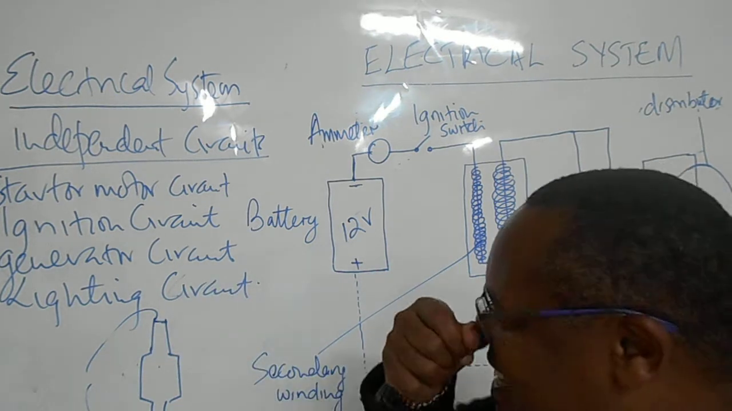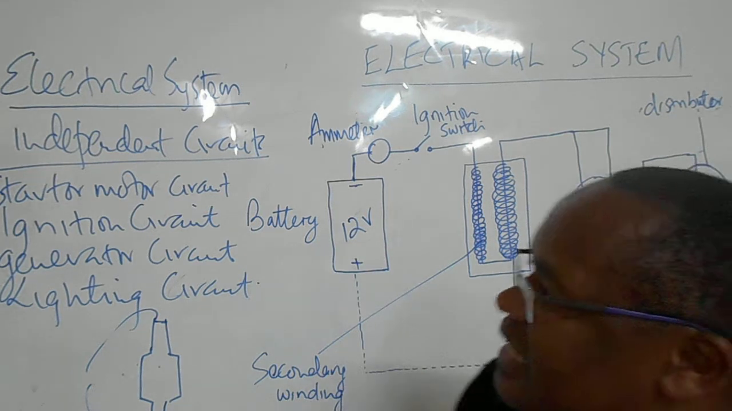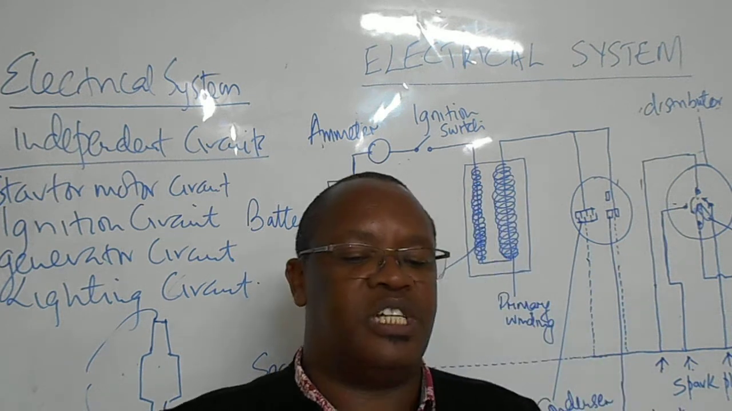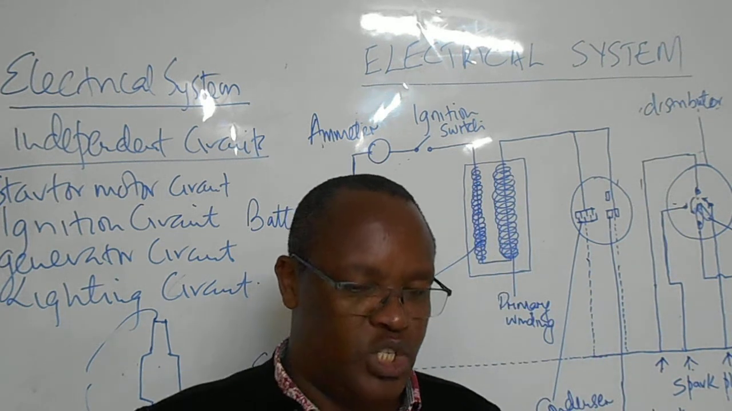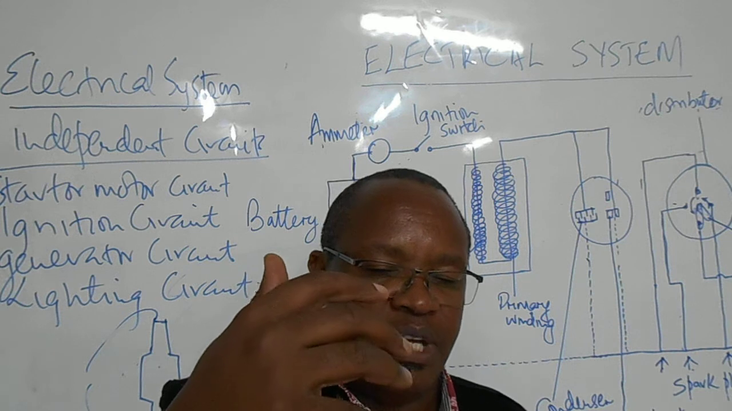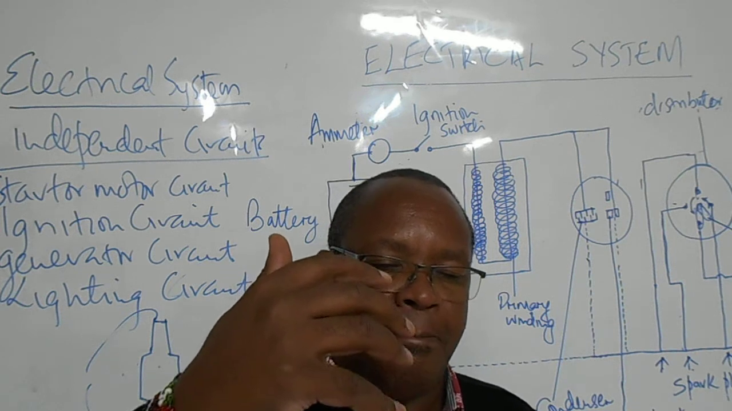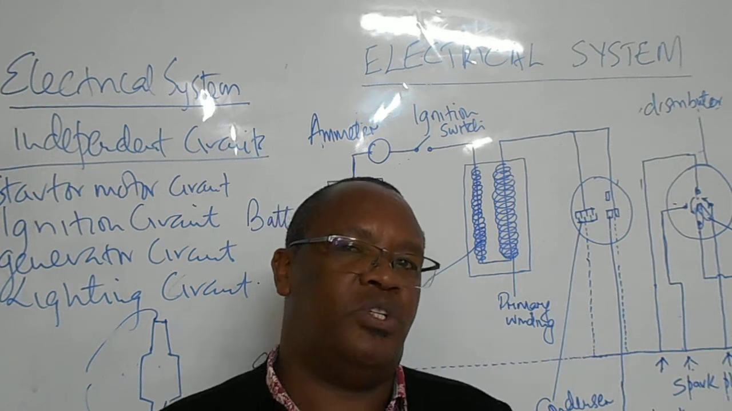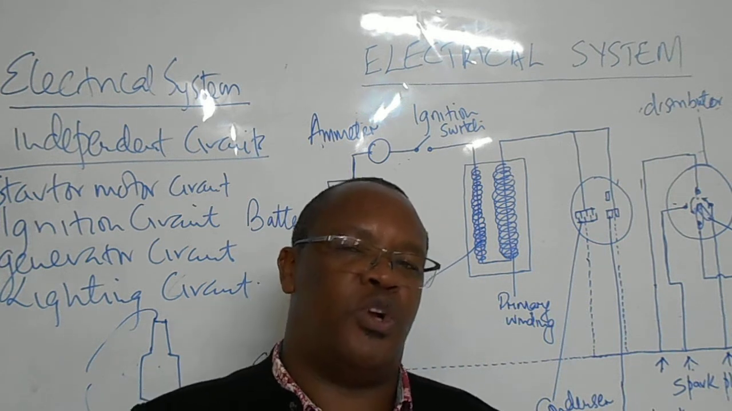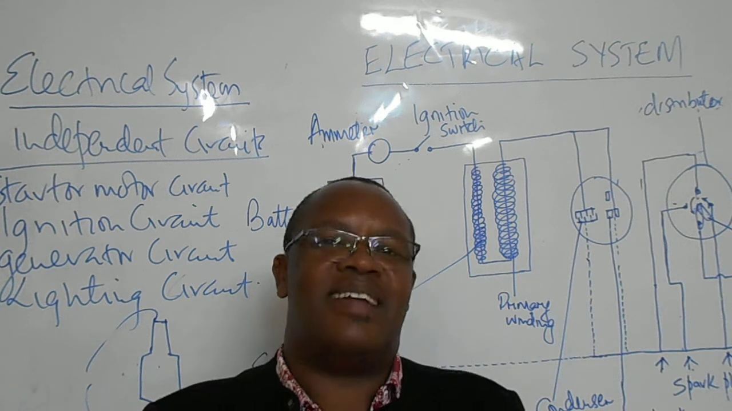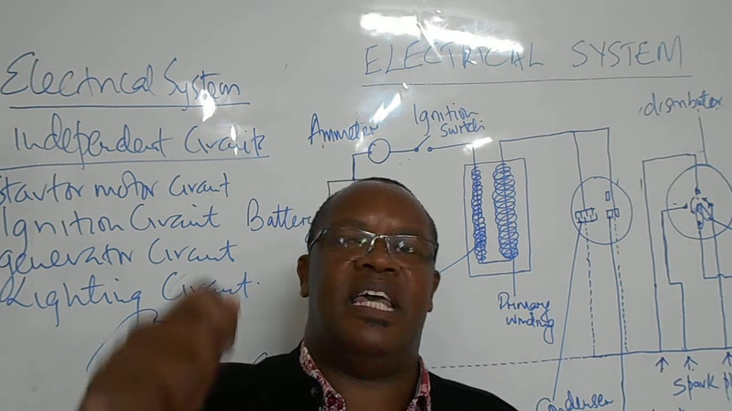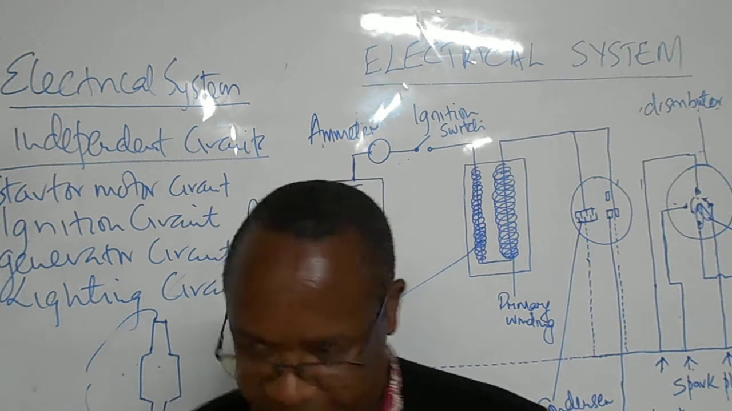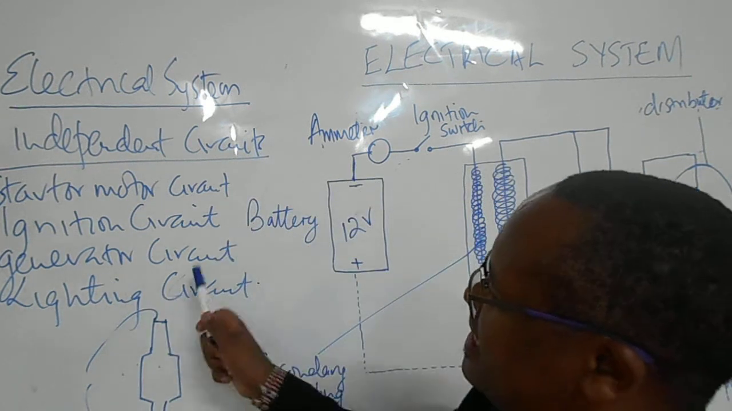The ignition circuit is required in order to produce a spark to burn the air-fuel mixture in the combustion chamber. The spark is so important, and it is produced by the spark plug. It is the one that ignites the air-fuel mixture in the engine so that the engine can start running. Then we have the generator circuit.